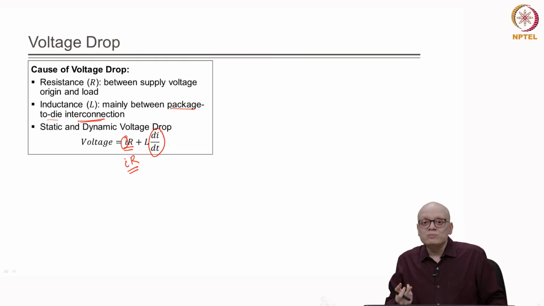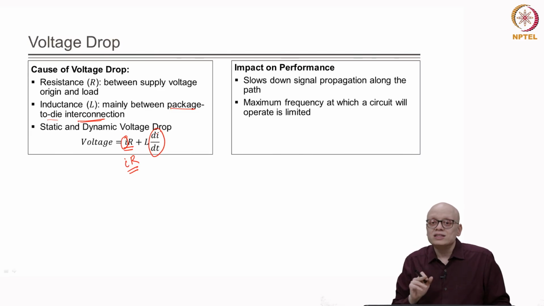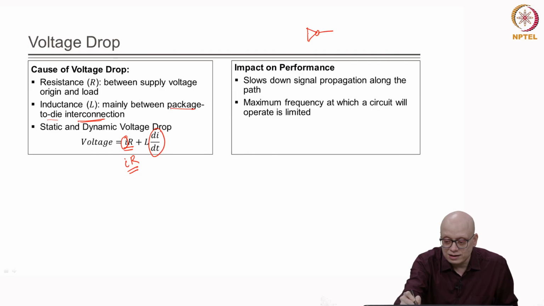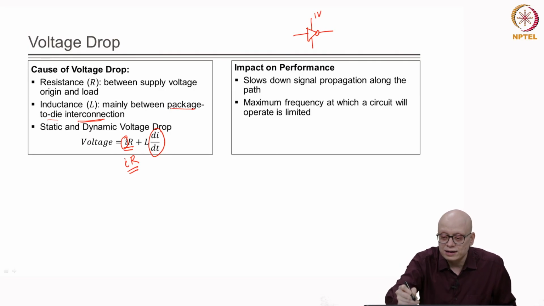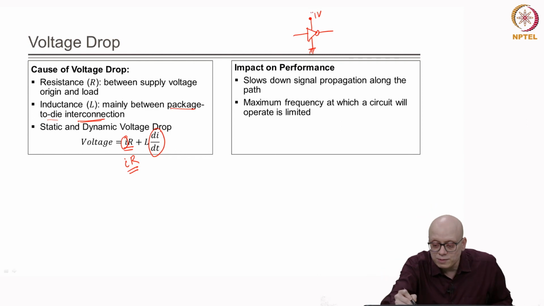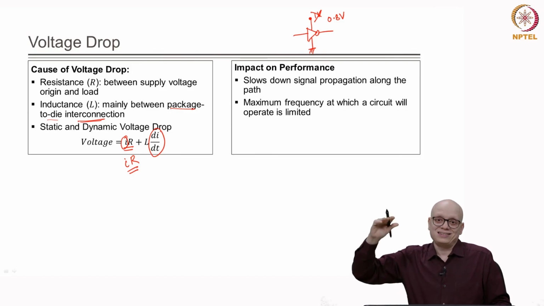Now, what is the problem of this voltage drop? The first problem is performance. If there is a voltage drop, then for the standard cells, for example an inverter designed to operate at 1 volt VDD with this ground, because of the voltage drop it became, instead of 1 volt, say 0.8 volt. So the delay of this inverter will increase.